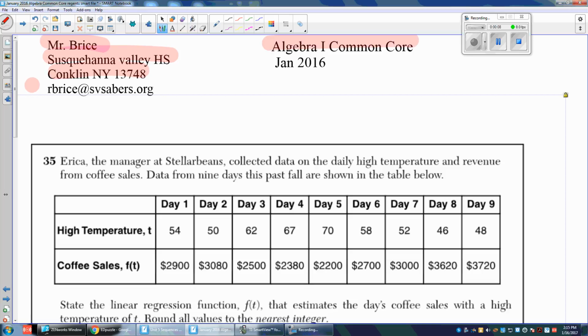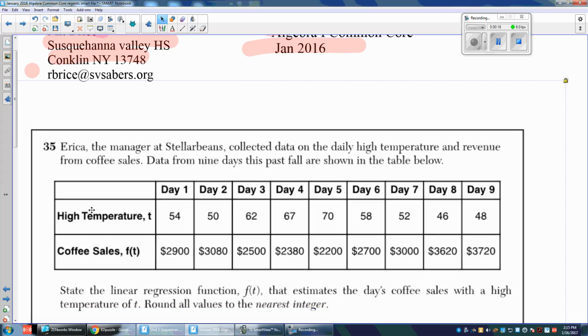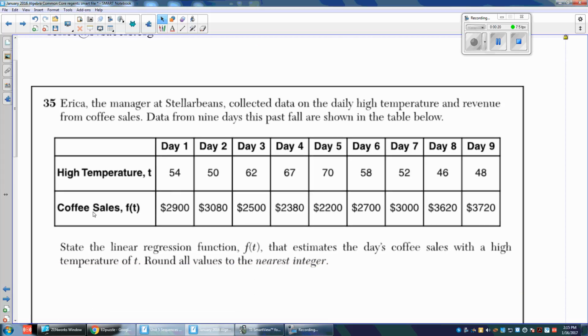We're doing the Algebra 1 Common Core Regents exam from January 2016. We're on problem number 35. This is a part 3 question, which is worth 4 points. Remember, a correct response is worth 1 point, and showing your work is worth the other 3 points.